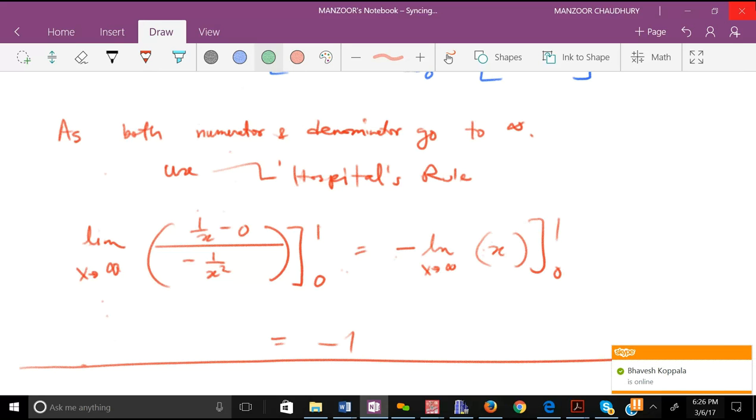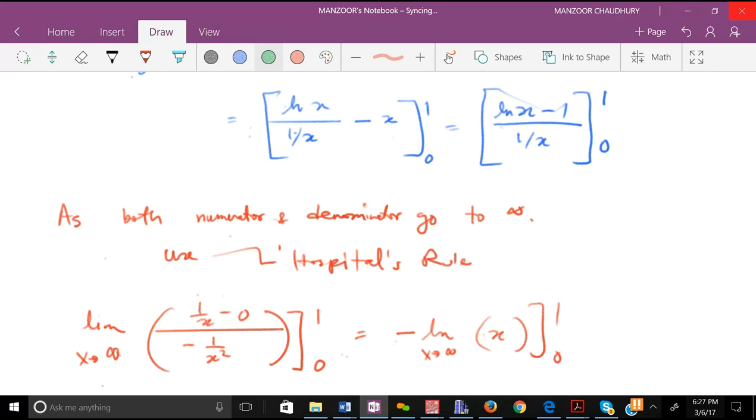Oh, so you took the derivative. Yeah. Alright, so you decided to take the derivative. You have to take the derivative of both the top and bottom separately. Have you seen this before, L'Hopital's rule? It's really useful. It looks scary, but it's actually very easy and very useful.